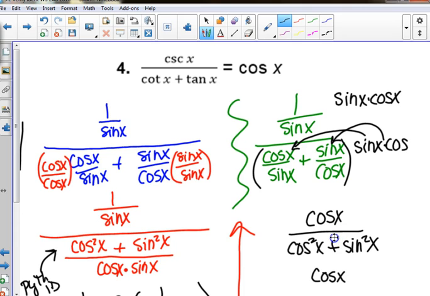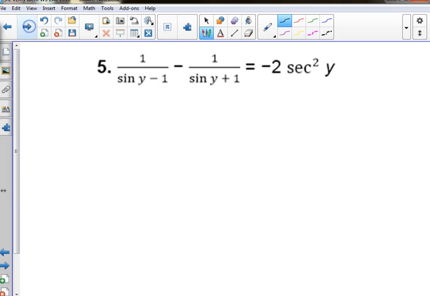Not a word. All right, this is hard for some students to see. That's why I don't usually do them that way. But those of you who get it, it's a great plan. All right. This is looking like get a common denominator, yes? What's the common denominator going to be?